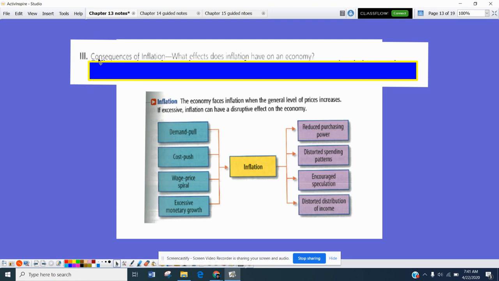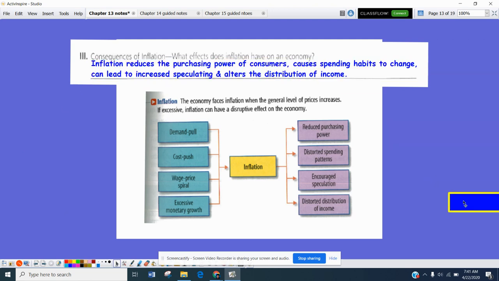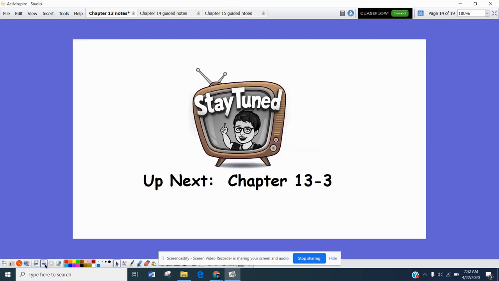All right, consequences of inflation. What effects does inflation have on our economy? Inflation reduces the purchasing power of consumers and it causes spending habits to change. Typically, people have to really be thinking about what they want to purchase if prices are high. It can lead to increased speculating. It can alter the distribution of income. So that's one of the things that we have to think about. As far as on a governmental level, do we want to raise minimum wage and things like that, and what long term implications that could have on the rest of the economy.